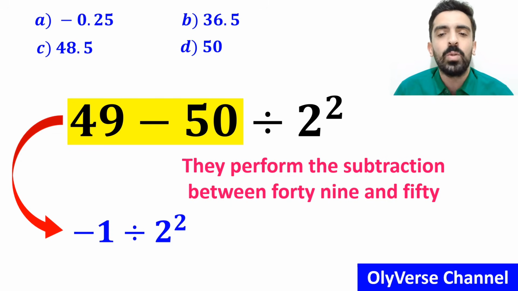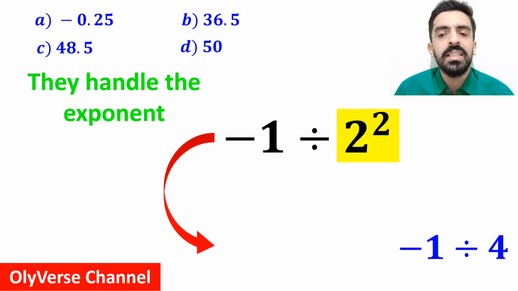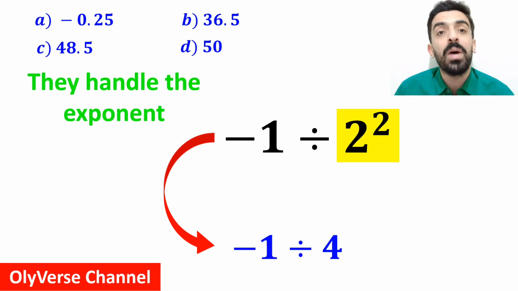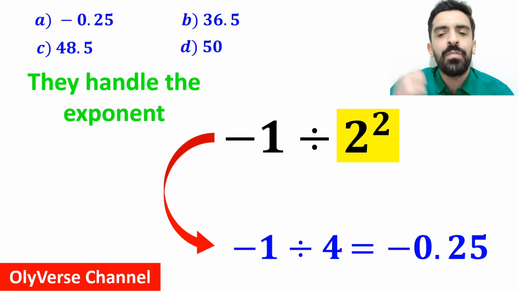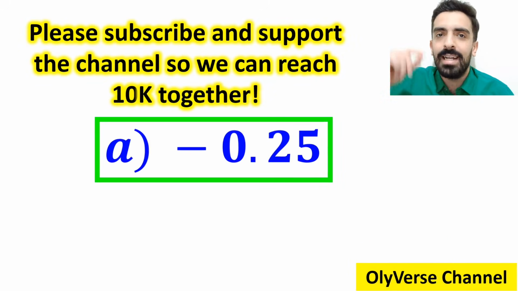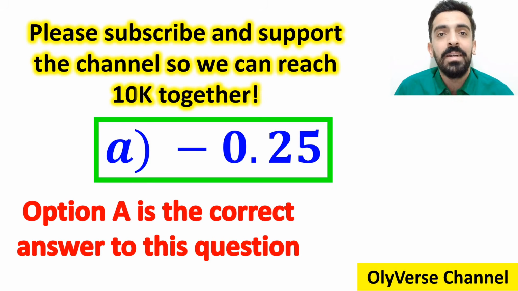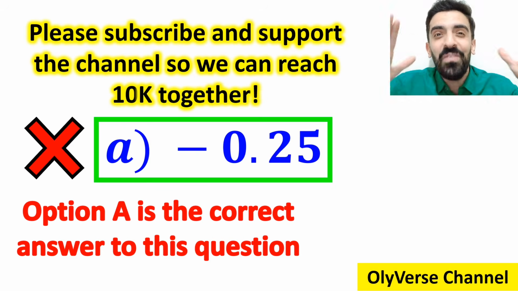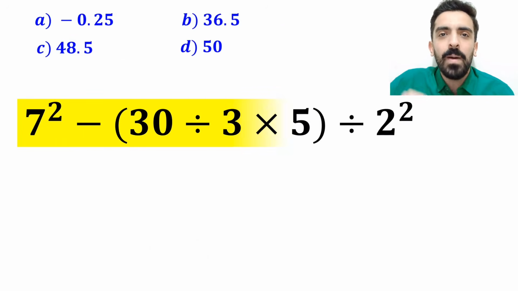Next, they perform the subtraction between 49 and 50 and simplify this expression to negative 1 divided by 2 squared. And the final step, they handle the exponent and write this expression as negative 1 divided by 4, which ultimately gives them the answer negative 0.25. And immediately, they conclude that option A is the correct answer to this question. However, that's definitely wrong. Alright, now let me explain step by step how to solve this expression properly.